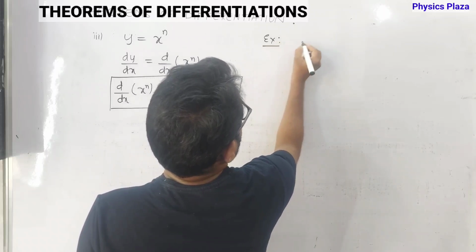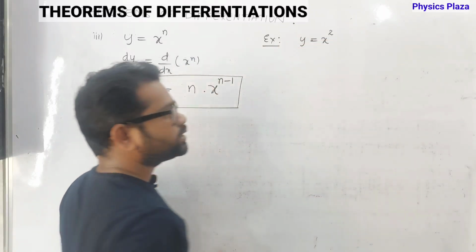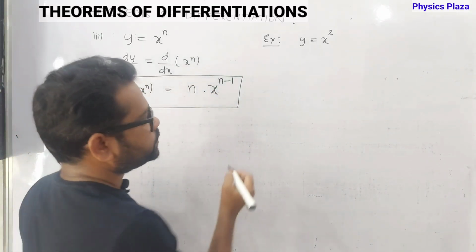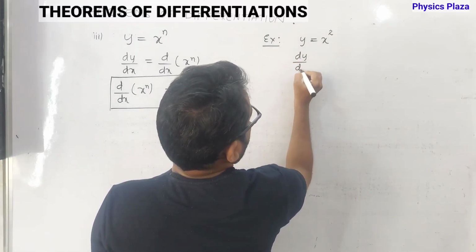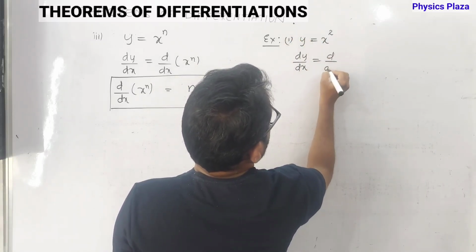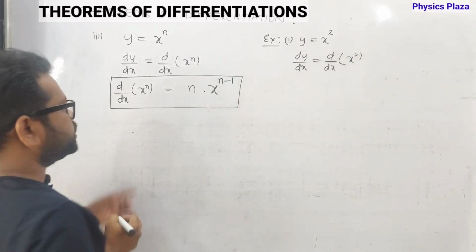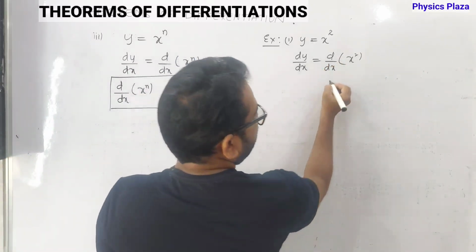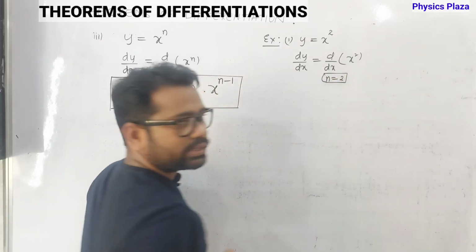Suppose y is equal to x square. Then what is the differential coefficient of y here? Just write in this formula, dy by dx can be written as d by dx of x square. Now compare with this formula, children. So x power n, here x power 2 is there. So in the place of n, 2 is there. That's it. This is what we have to understand.